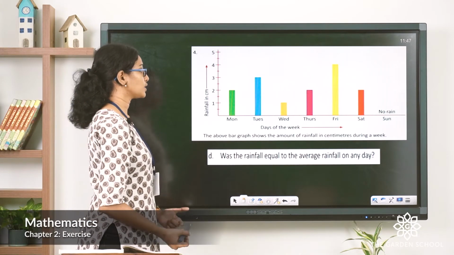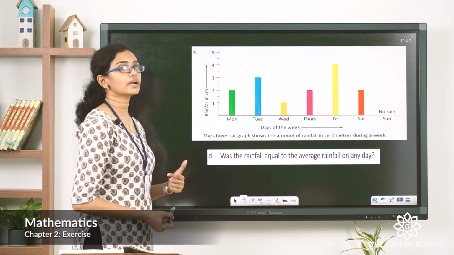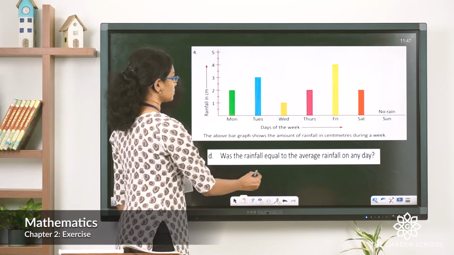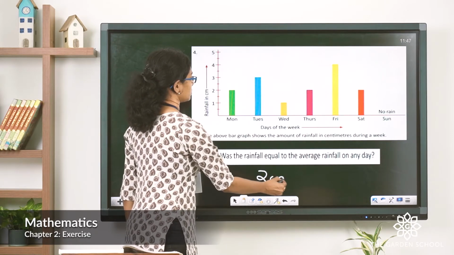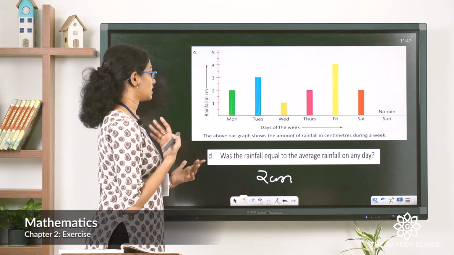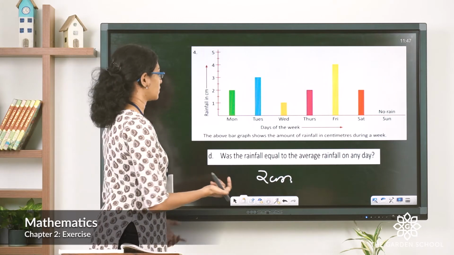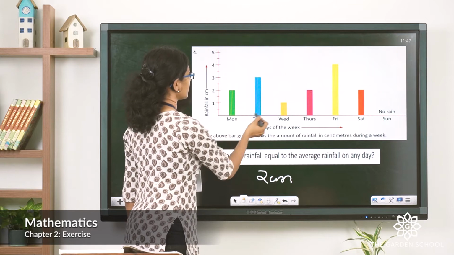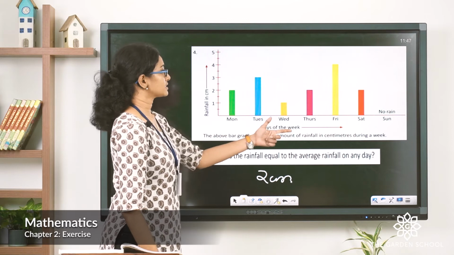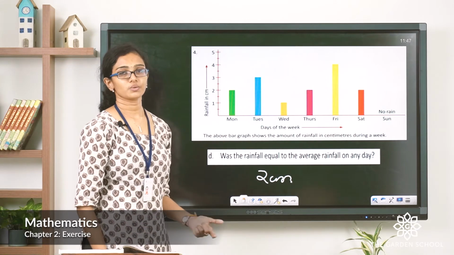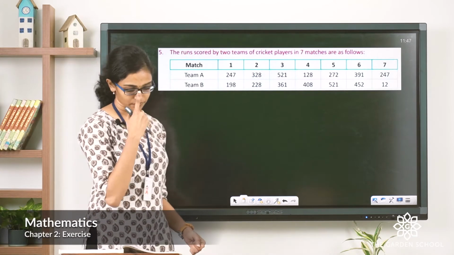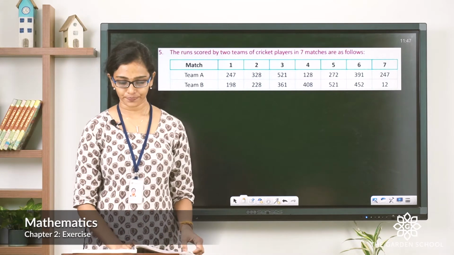Now, was the rainfall equal to the average rainfall on any day? We know the average rainfall is equal to 2 centimeters. So let's find out on which day the rainfall was equal to the average rainfall. So it's 2 centimeters on Monday, Thursday and Saturday. So on Monday, Thursday and Saturday, the rainfall was equal to the average rainfall. So that was question 4. Let's see question number 5.